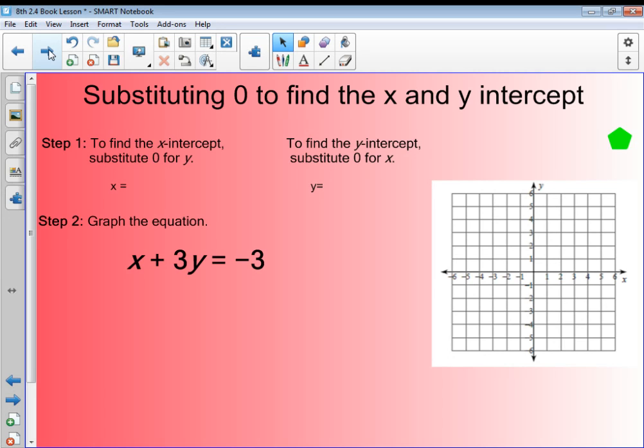Yesterday, we worked with graphing standard equations and solving for y. Today, what we're going to do is work on substituting in 0 to find our x and our y intercepts and being able to graph our equation in that format. So our first step is to find our x-intercept.